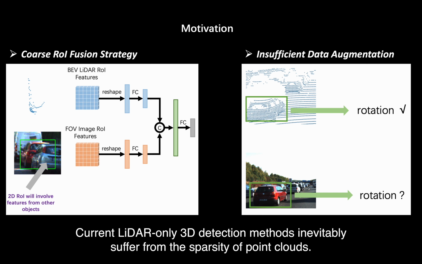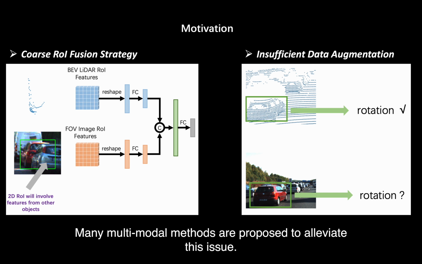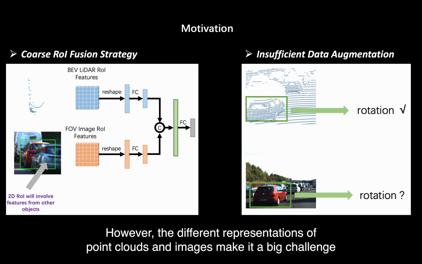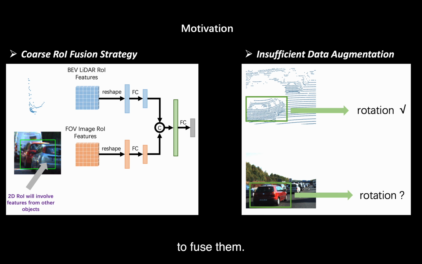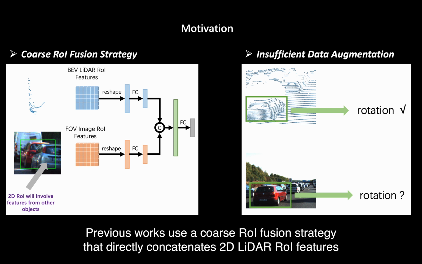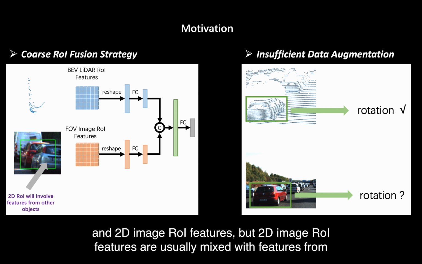Currently, LiDAR-only 3D detection methods inevitably suffer from the sparsity of point clouds. Many multimodal methods are proposed to alleviate this issue. However, the different representations of point clouds and images make it a big challenge to fuse them. Previous works use a cross-view fusion strategy that directly concatenates 2D LiDAR BEV features and 2D image BEV features.